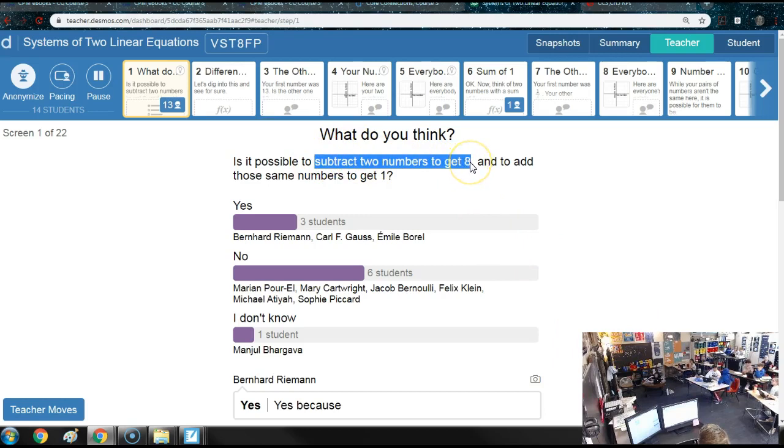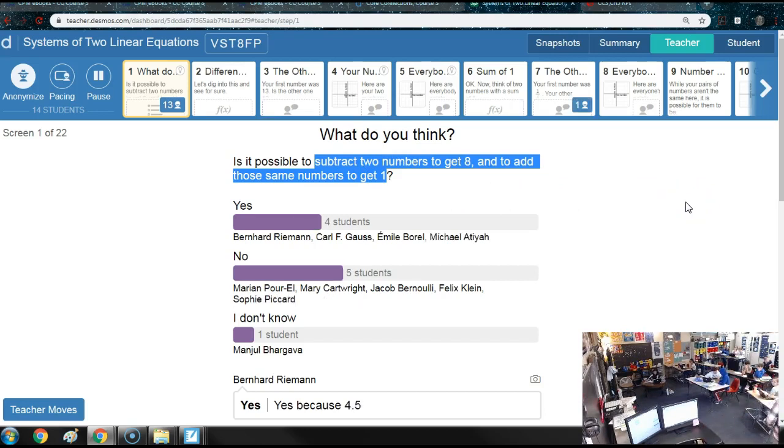Subtract to get 8. Add to get 1. It's Gauss. Yeah, Gauss. You know what's amazing? You know all of the answers. Right now, I just need to work on this activity.